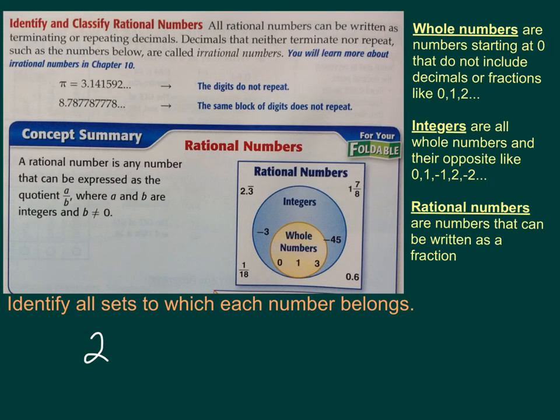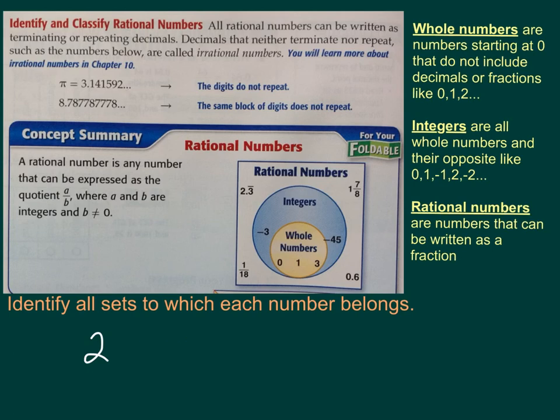Today you'll be asked to identify all sets to which each number belongs. So let's say we have 2 here. Okay. First thing we want to do is figure out, is it rational or is it irrational? Okay, and 2 I know is a rational number. So that's one of the sets it will fall into, because it's a number that can be written as a fraction. So I would write rational number.